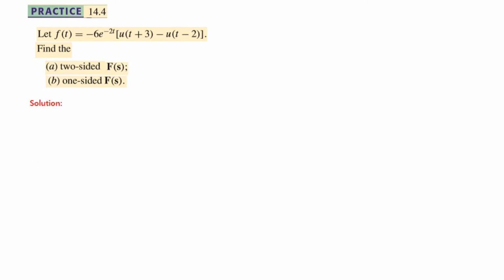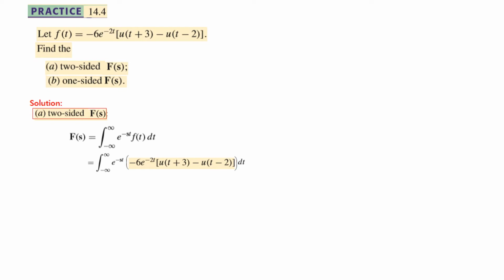Now I'll not go into the explanation of this. I'm sure you are familiar by now, but we don't really need much detail, so we'll just proceed. The two-sided: proceed with the definition, so minus infinity to plus infinity e raised to the power minus st and the function. So this is the function that we have, so we plug in that function. The equation will now become e^(-st) and the function as given in the question, dt.